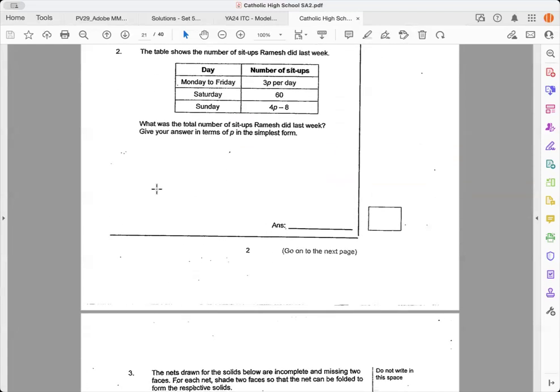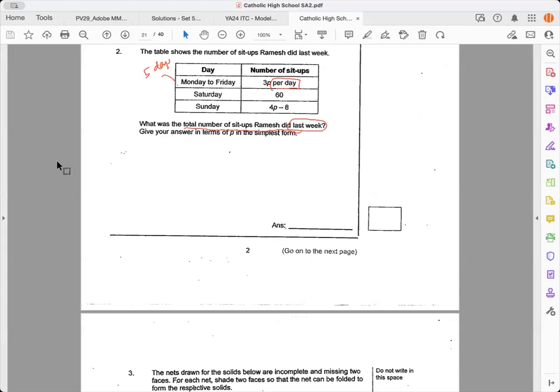The table shows the number of sit-ups Ramesh did last week, Monday to Friday, per day. So Monday to Friday, there are 5 days. The question is the total number of sit-ups Ramesh did last week. So last week is from Monday to Sunday.